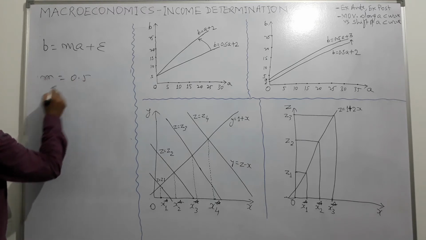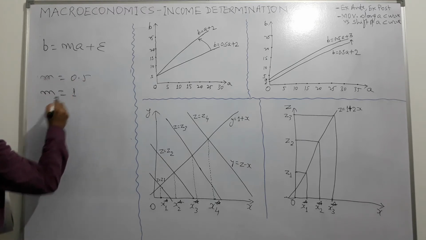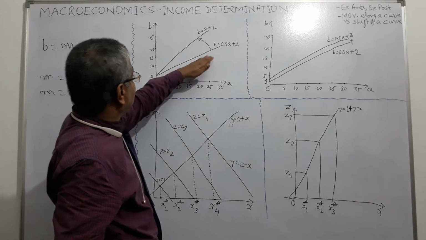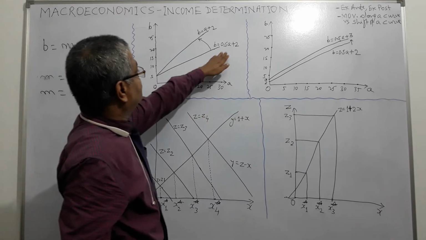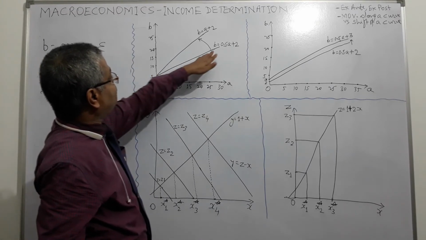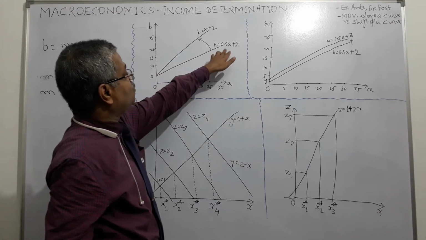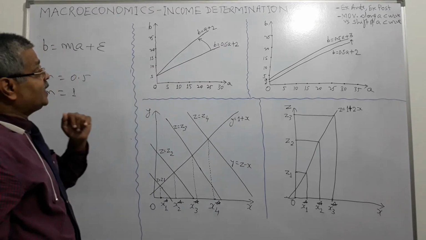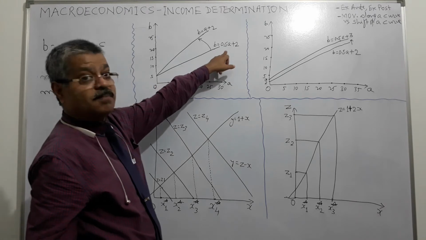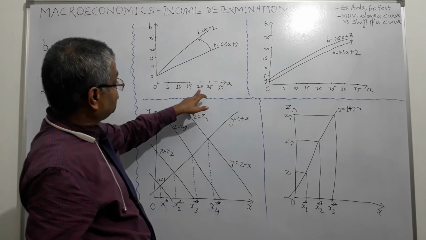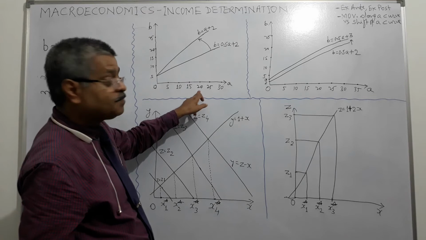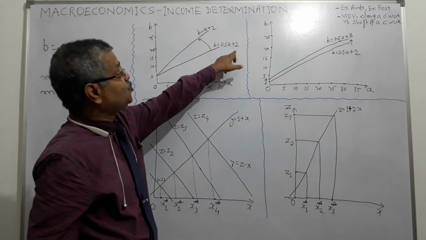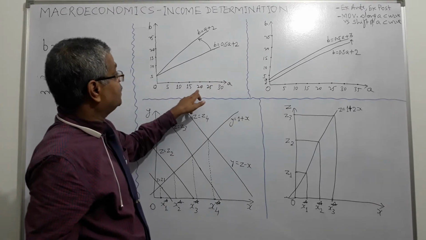One value is 0.5, another value is 1, right? So here you will find M is 0.5. So the formula is B is equal to 0.5A plus 2, right? What is that? 0.5A means half of A. Suppose A is 20. So what is half of A? 10. Plus 2, 12, right?